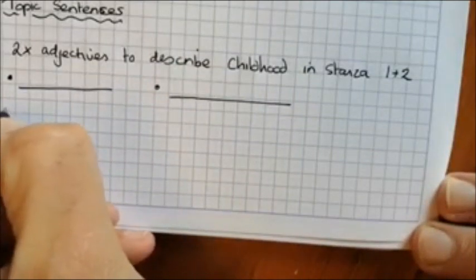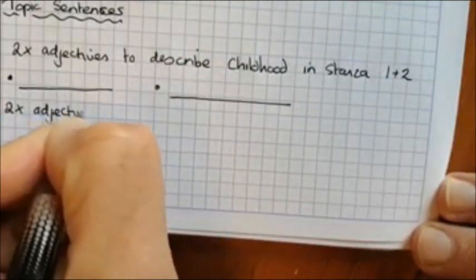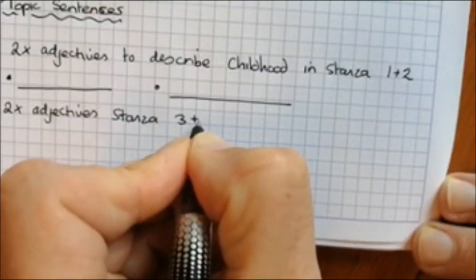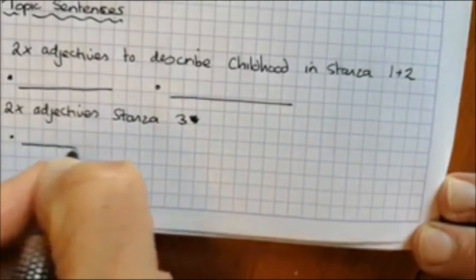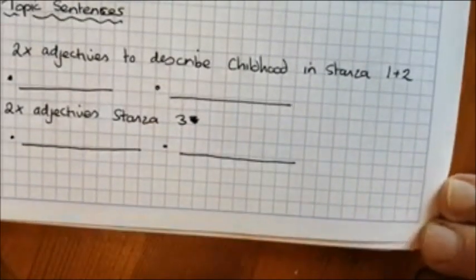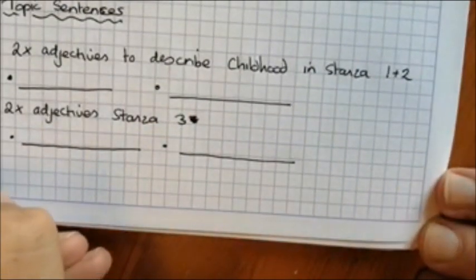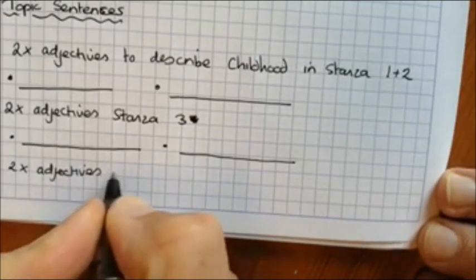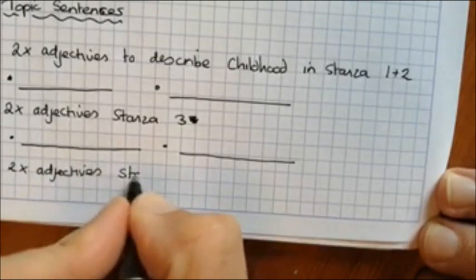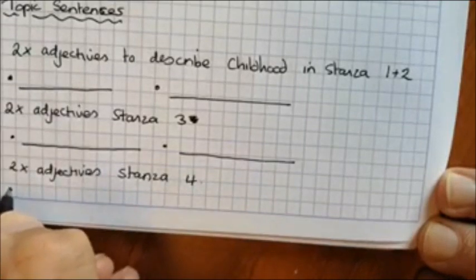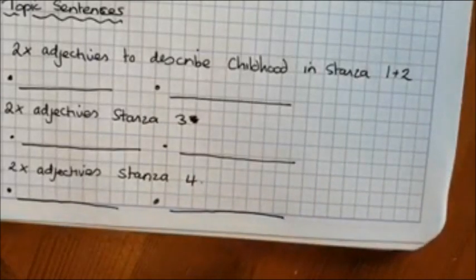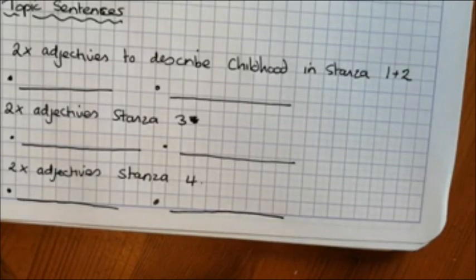Now, same thing again. Two adjectives to describe childhood in stanza 3. So how is childhood presented in stanza 3? Okay, this should prep us really nicely for our topic sentences. And then last one, two adjectives to describe childhood in stanza 4. And before you ask, yes, of course you can use any of the pieces of versatile vocabulary that you have been taught. Your only mission is to make sure that you do it accurately. Okay, so that should prepare us to write our topic sentences.